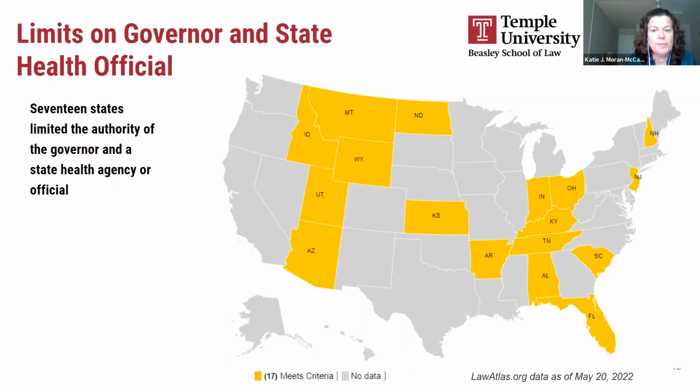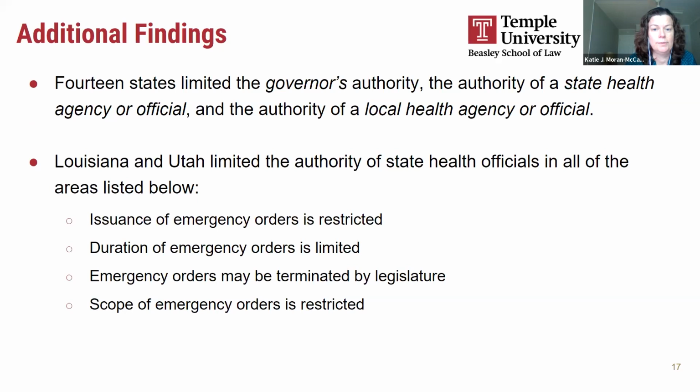On this map, you can see the 17 states that limited the authority of both the governor and a state health agency or official. Next slide. And just a couple of other interesting findings to share. There were 14 states that limited the authority of a governor, a state health agency or official, and a local health agency or official.